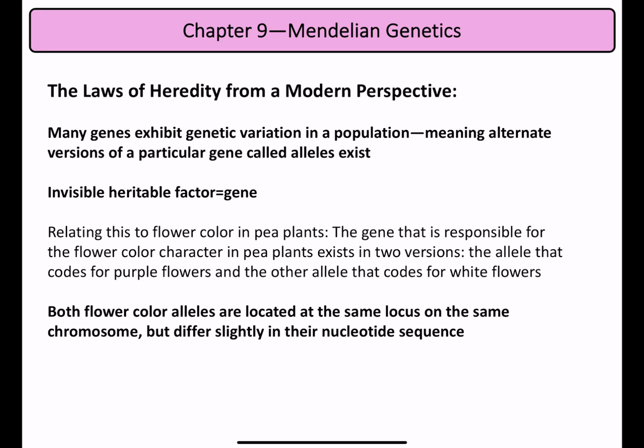Variation is a really good thing, as we learn in chapter 8. The whole point of sexual reproduction and meiosis is to shuffle up all this variation and make as many different combinations as we can get. So variation's good. Now we're going to replace Mendel's term of invisible heritable factor. We're just going to say gene.